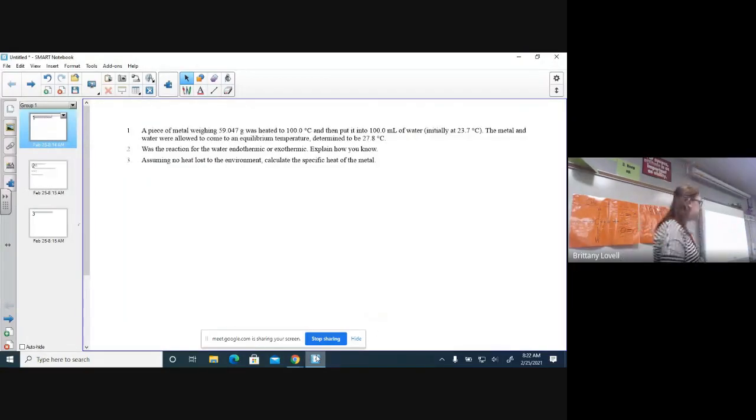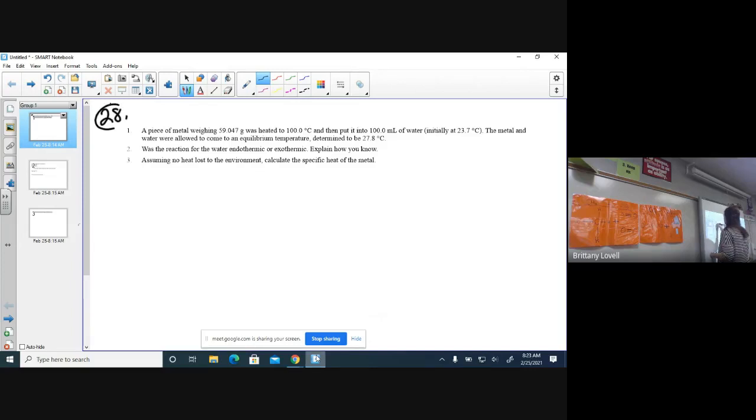Okay, and specifically this question, which, what is this? Is this number 28? Is that right? Number 28? Okay. So this is number 28 on the study guide. Okay, and it says that you've got a piece of metal weighing 59 grams and it was heated to 100 degrees Celsius, then put into 100 milliliters of water that was initially at 23.7 degrees Celsius. Now the metal and the water were allowed to come to an equilibrium temperature determined to be 27.8 degrees Celsius.